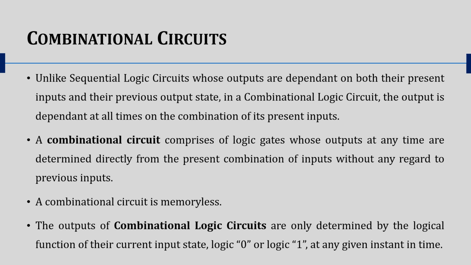And so, in a combinational circuit, there is no need to have a memory. In the case of a sequential logic circuit, it considers the previous state also, so to store the previous state, it requires a memory. But a combinational circuit is memoryless because we are not considering the previous value. We are considering only the present combination of inputs. So the outputs of combinational logic circuits are only determined by the logical function of their current input state, logic 0 or logic 1, at any given instant of time.